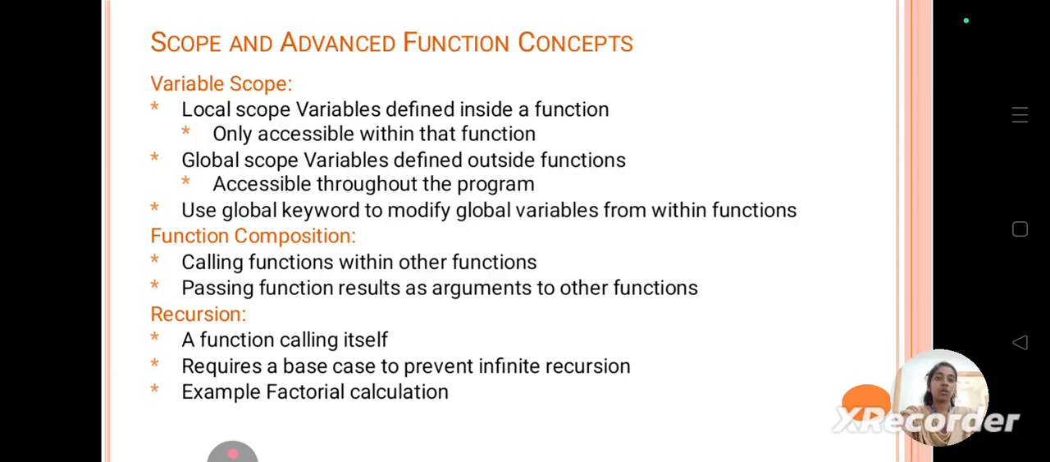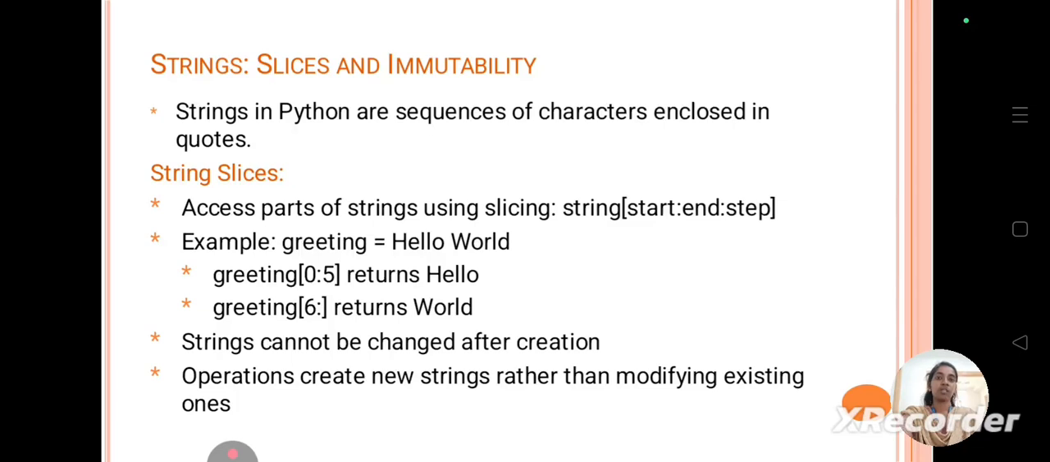Function composition: calling a function within another function, passing a function result as an argument to another function. Recursion: a function calling itself requires a base case to prevent infinite recursion. Example, factorial calculation. String slicing and immutability.